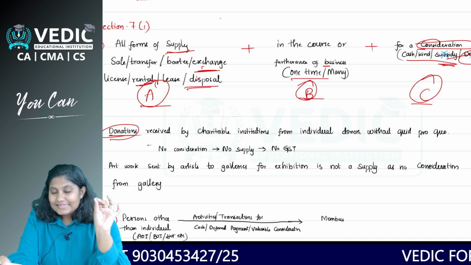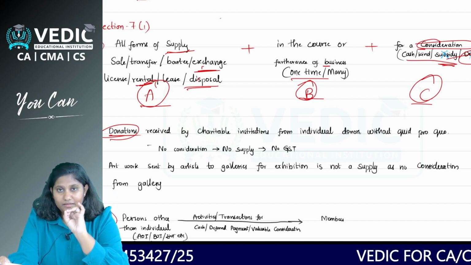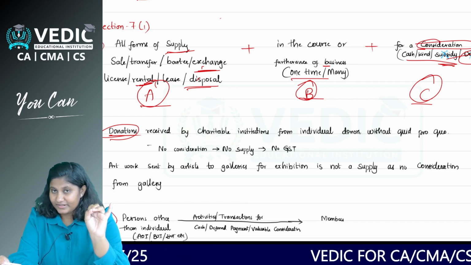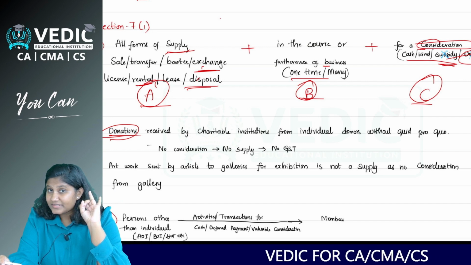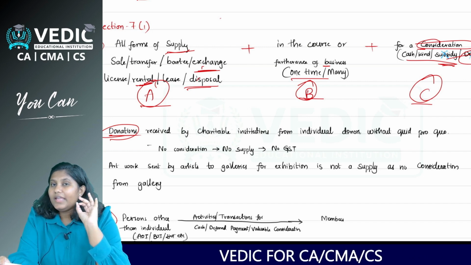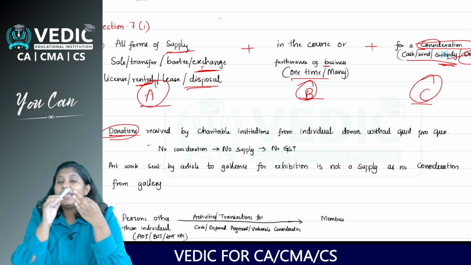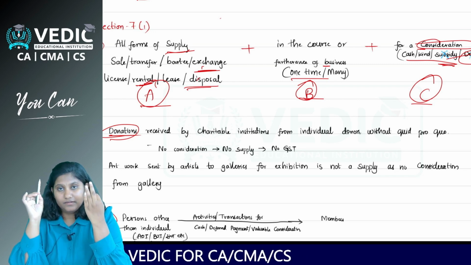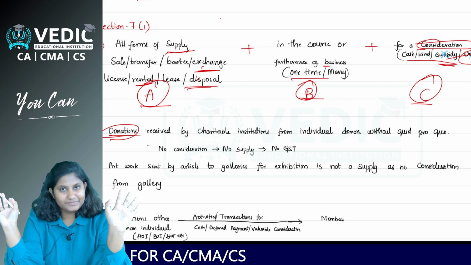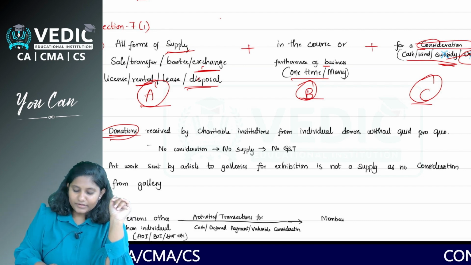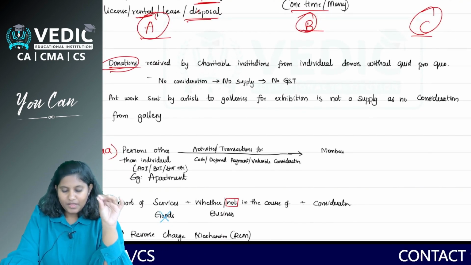Clear? This is supply. A, B, C. All forms of supply, all those sale, transfer and all, A. In the course or furtherance of business, B. And for consideration, C. If any activity satisfies the A, B, C conditions, then it is called supply. Clear? Yes. Now there are two conditions that we are going to discuss here.